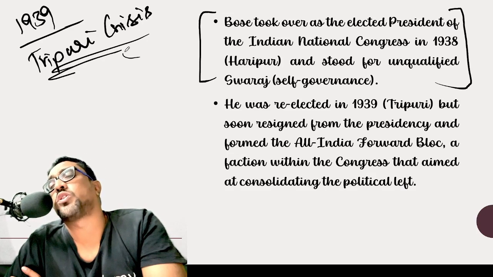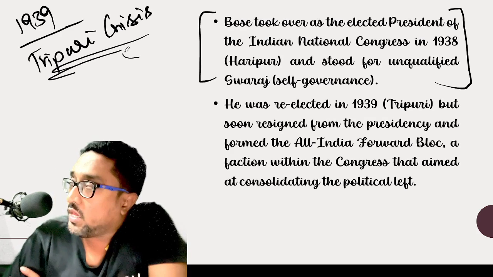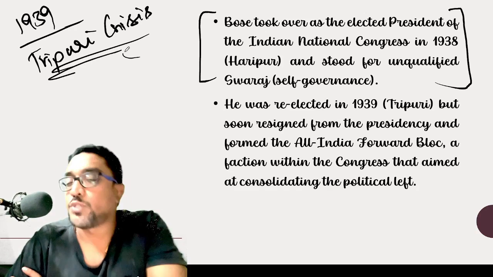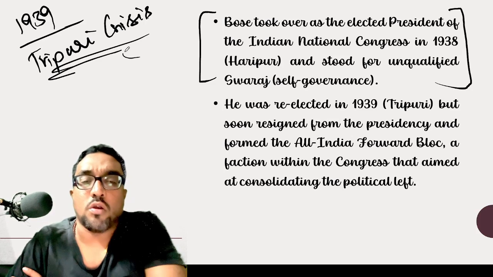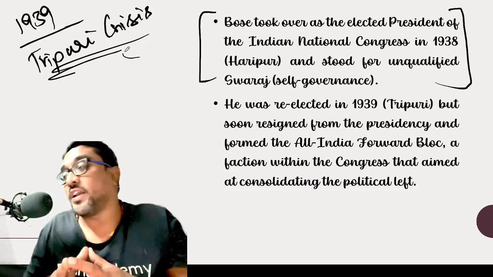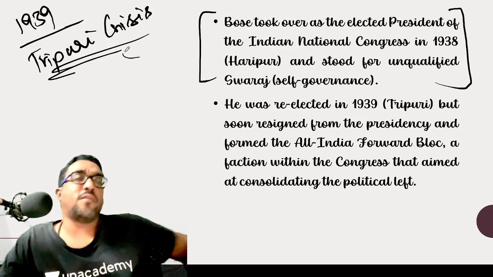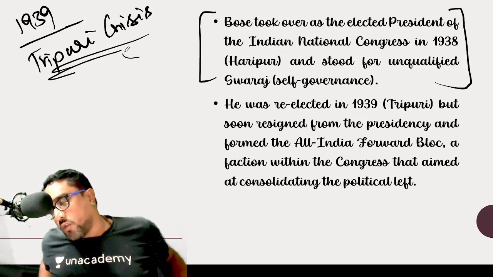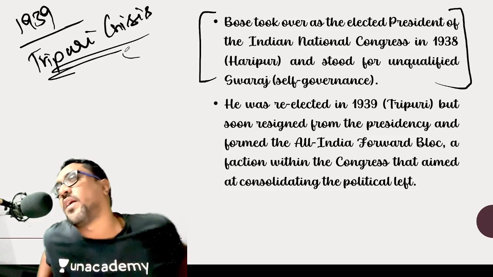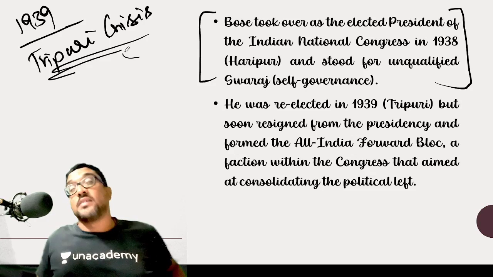Eventually, in 1939, Bose quit the Congress presidency and he quit Congress completely. He was also removed from the Bengal Provincial Congress Committee, and Bose formed his own group called the All India Forward Bloc, a faction within Congress that aimed at consolidating the political left within Congress. After this, naturally, Bose was arrested. He was put in house arrest at Elgin Road House. Then from there, one fine day, he escaped to Kabul with the name Ziaullah as an insurance agent.